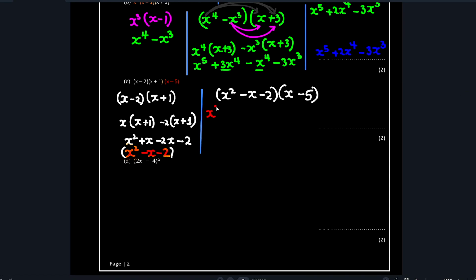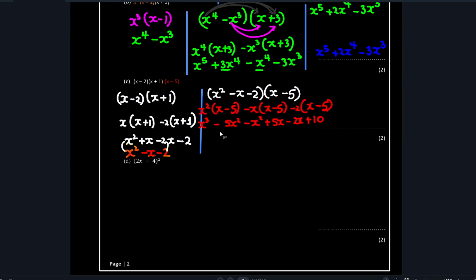So meaning that x squared is going to be multiplied to the second bracket, which is x minus 5. The two terms that are there, minus x again is going to be multiplied to that, and minus 2 is going to be multiplied to that. Then we expand in order to put the like terms together.